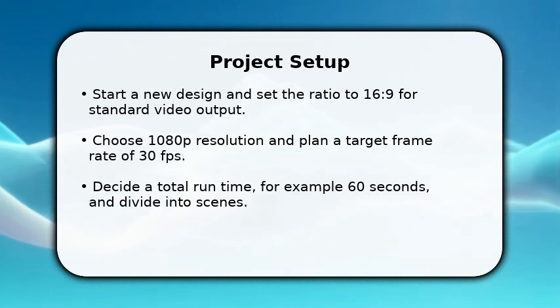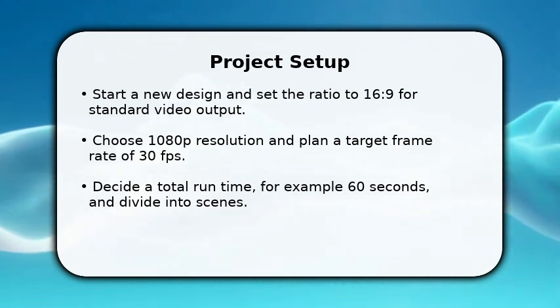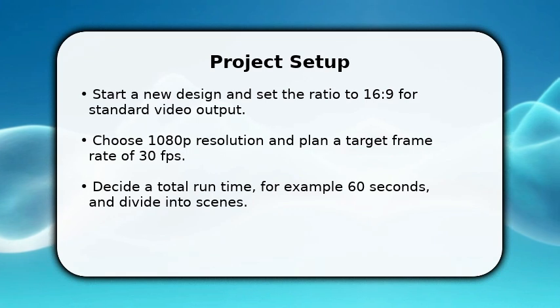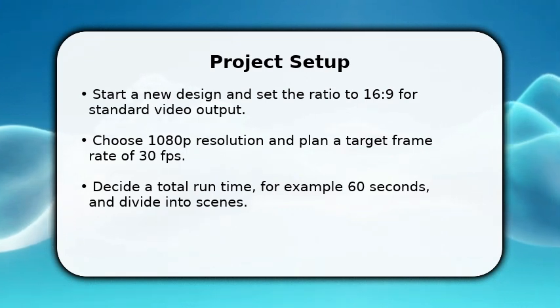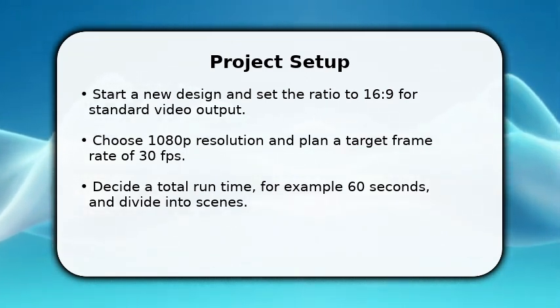Decide a total run time, for example 60 seconds, and divide that into scenes or slides. Plan roughly 5 to 15 seconds per scene depending on pacing. Name your project, save frequently, and organize folders for uploads before adding assets.